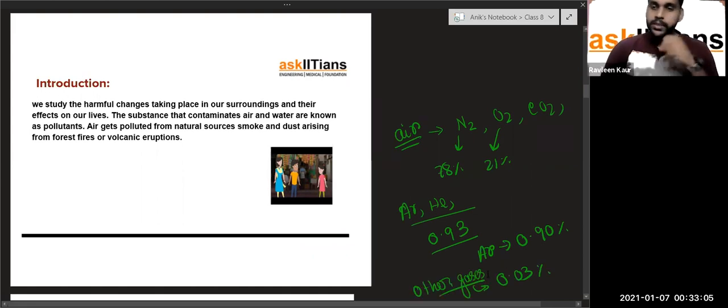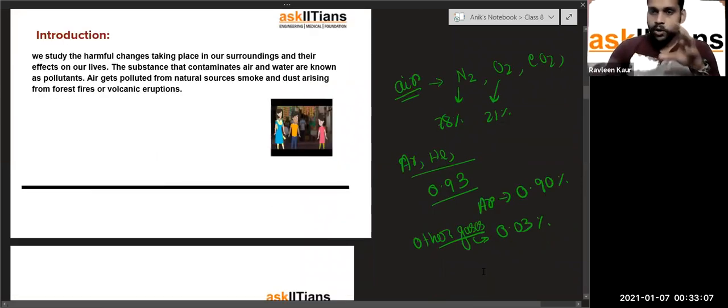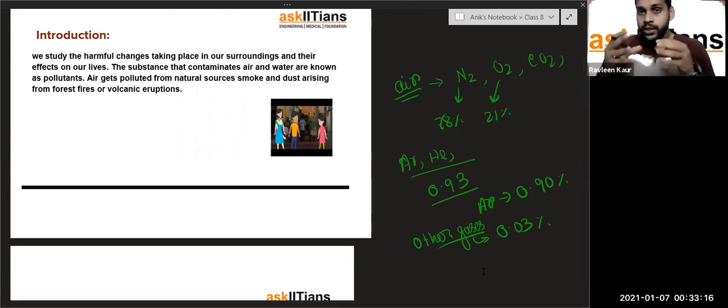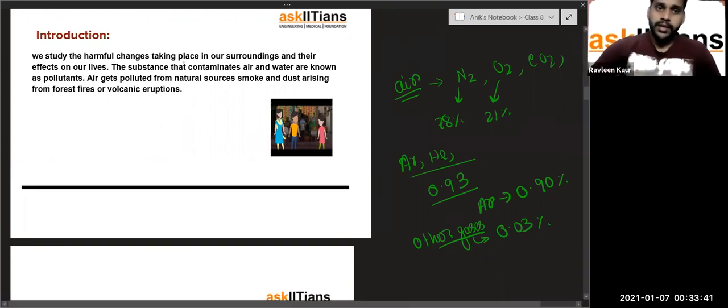Now, this was all about the composition, the proportion of the different types of gases in the air. You can see that when this proportion gets altered due to any reason, like if the amount of carbon dioxide or different types of gases gets increased, we can say that this is not good for our health. We have adapted ourselves to live in these proportions only. We study the harmful changes taking place in our surroundings and their effects on our lives.